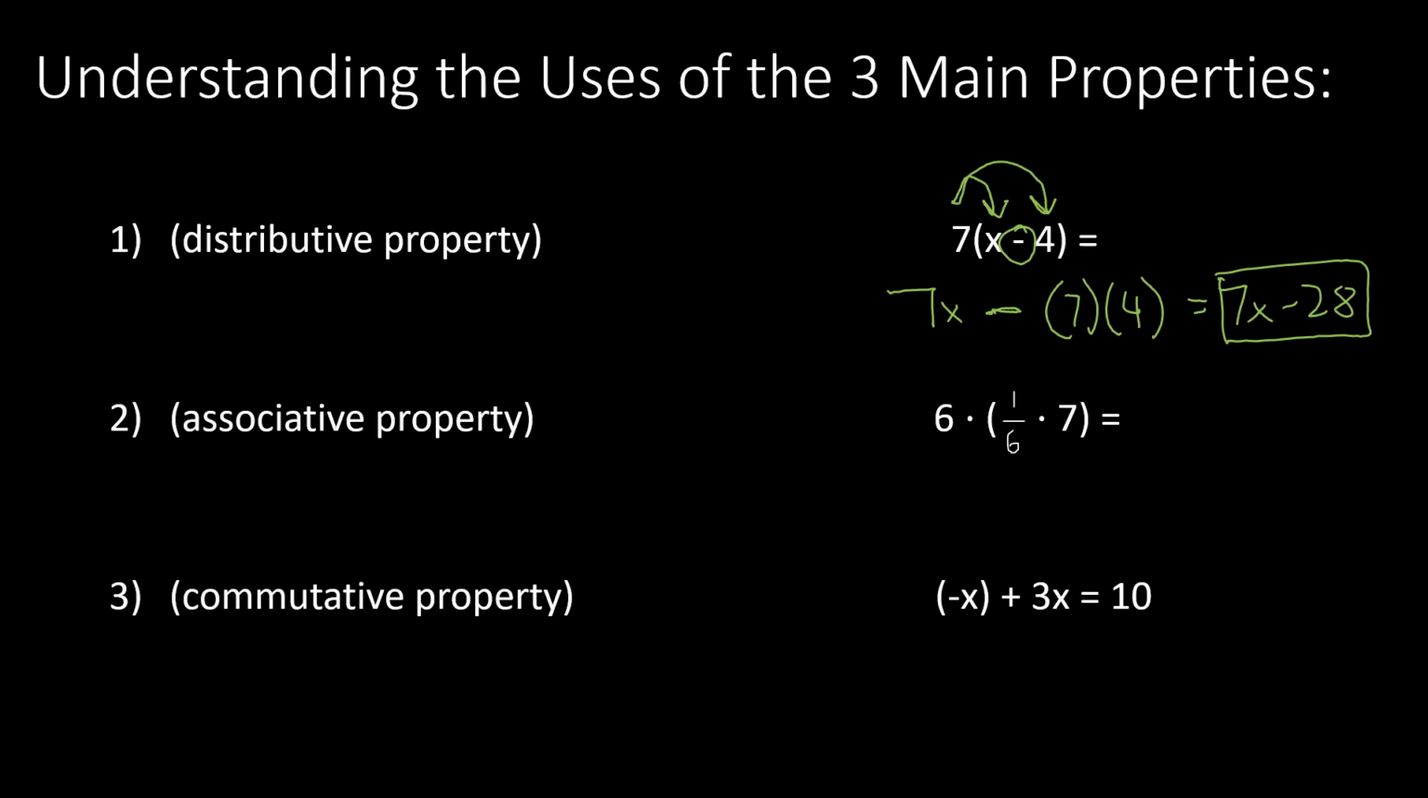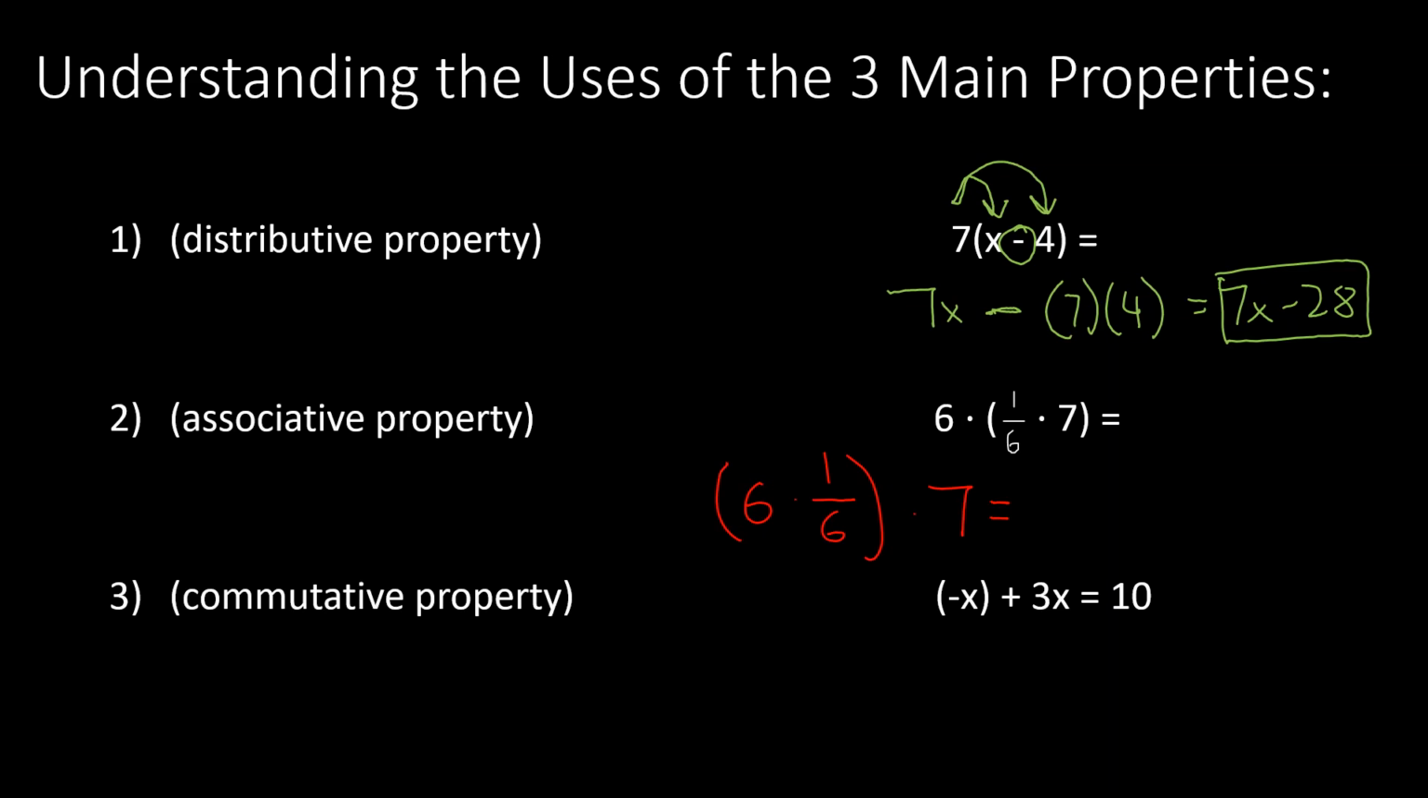Now let's take a look at the associative property. The associative property says no matter how you group it, you will always get the same answer as if it was grouped originally. Here we have 6 times, in parentheses, 1 over 6 times 7. This can create really confusing fractions for some people, so it's really easy just to group numbers differently. We can group the numbers as 6 times 1 over 6, times 7, and then that will be your answer.